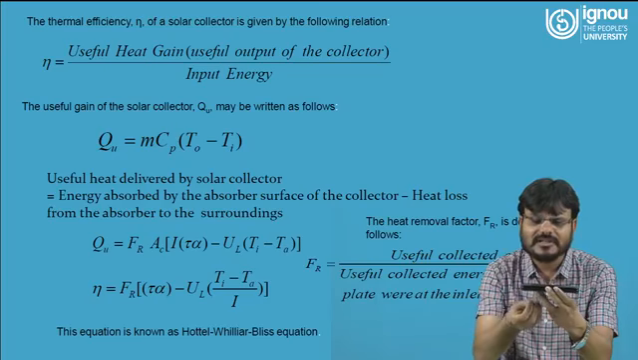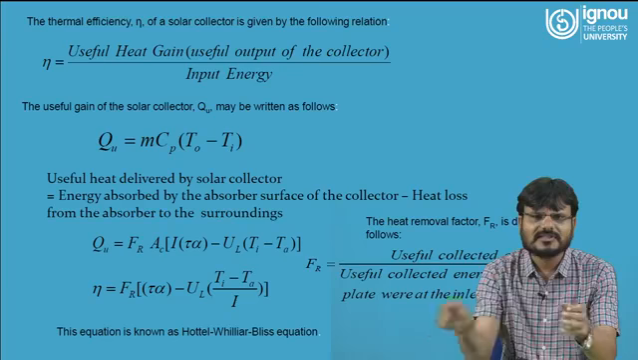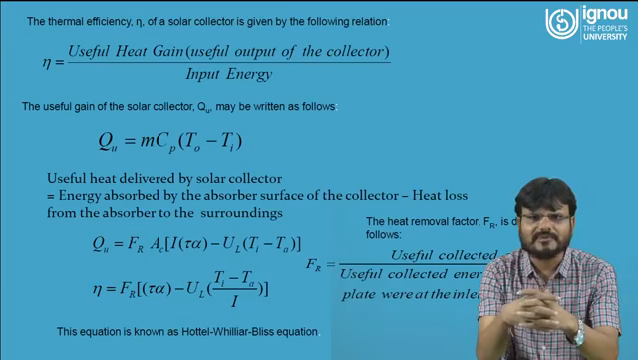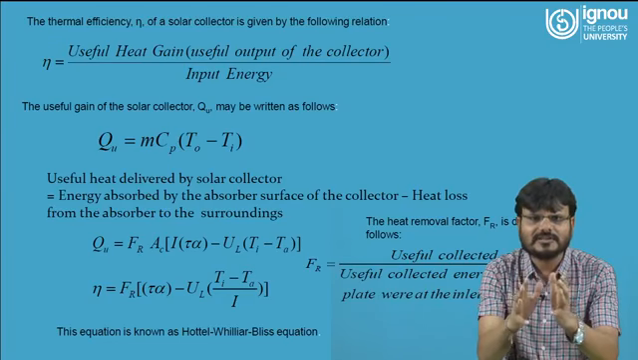And what is alpha? Alpha is the absorptivity of the absorber. That means intensity multiplied by transmittivity, multiplied by absorptivity, multiplied by the area of the collector is the energy absorbed by the absorber surface of the collector. Now this amount of heat has come to the absorber.